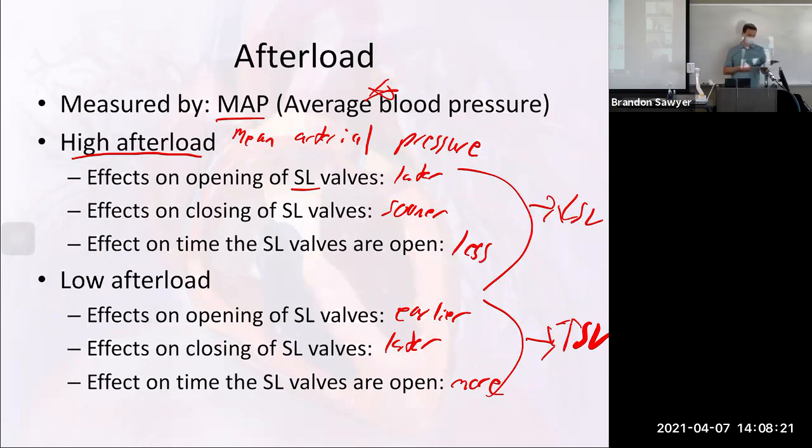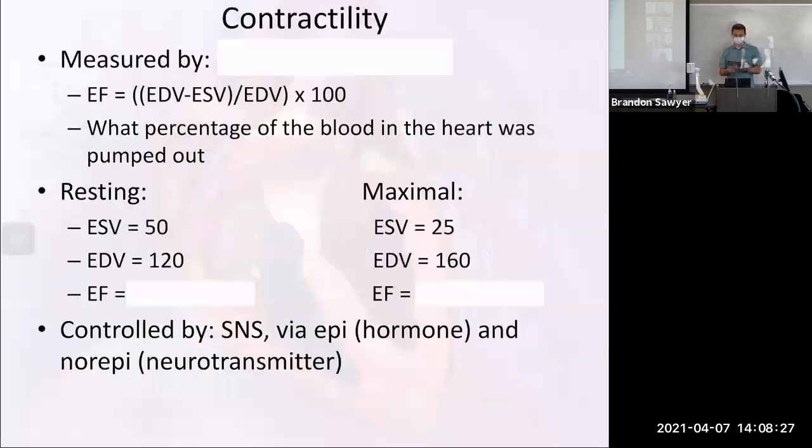Okay, any questions on that so far? So we got preload, we got afterload, and the last one is contractility. Okay, these are the three factors that dictate stroke volume, again. Okay, so contractility is measured by ejection fraction.